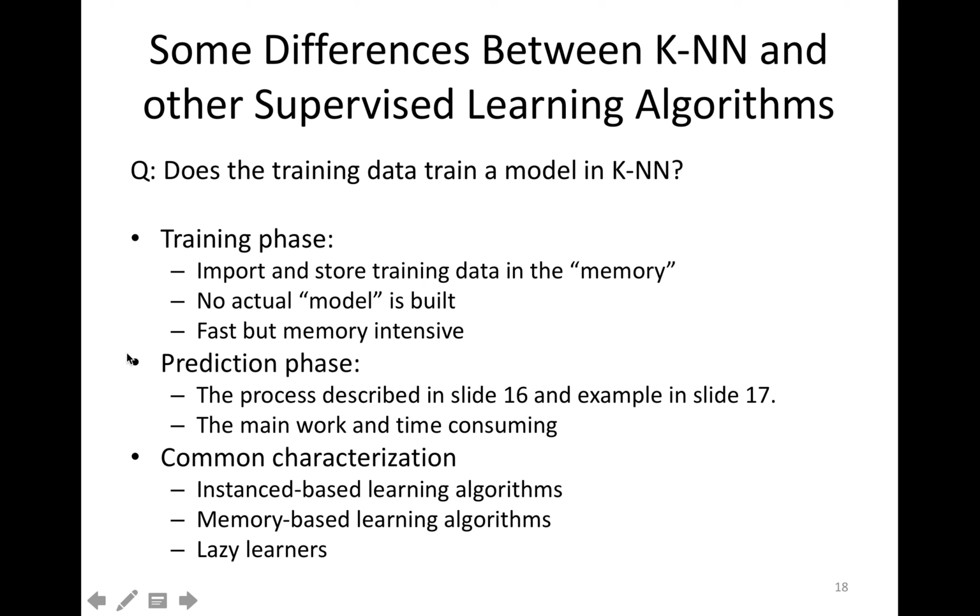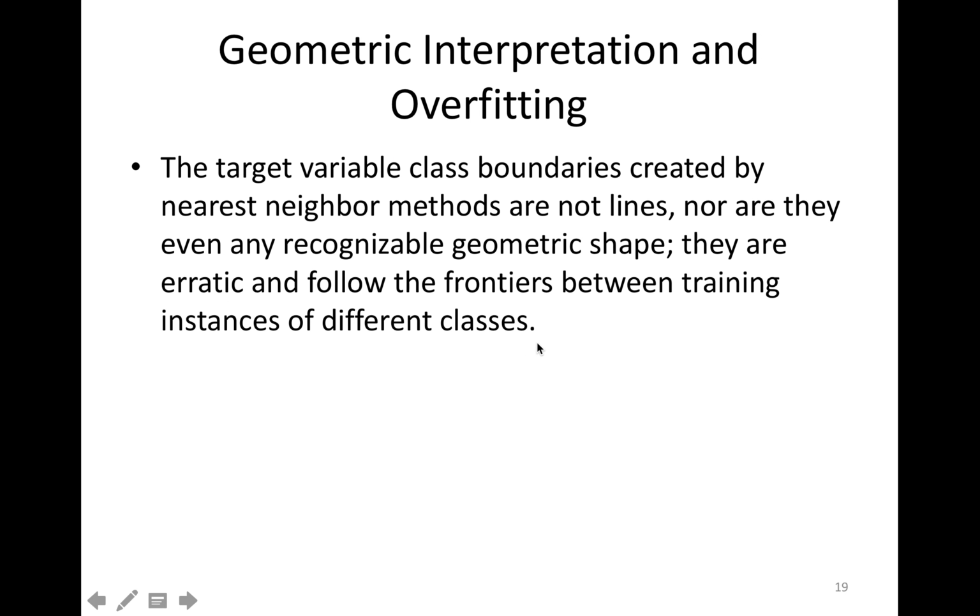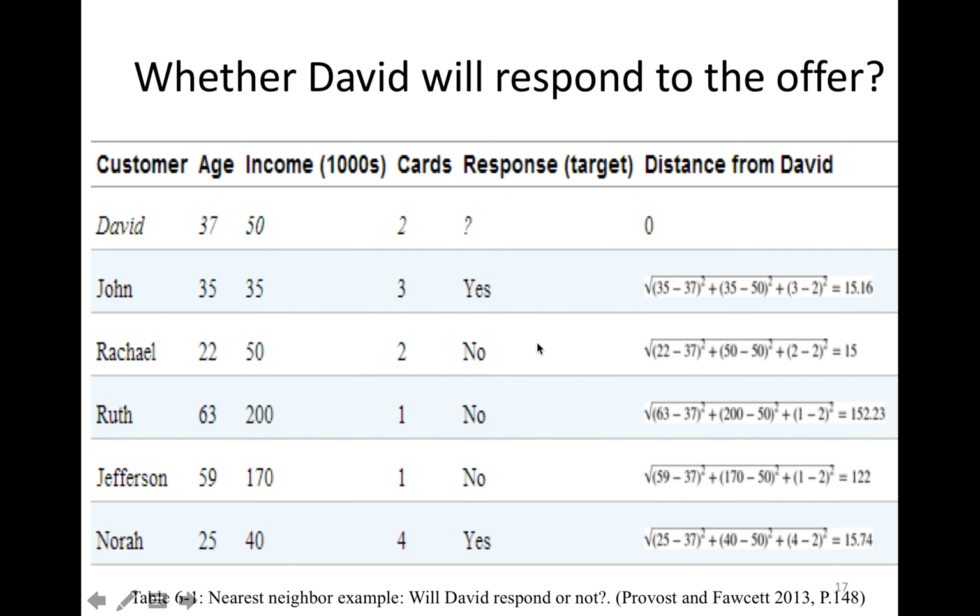And that's it. Then you go on to prediction phase. So as a result, the answer is here. We actually don't do anything other than import and store, because there's nothing you can do, not even to calculate similarities or distance functions. So as a result, it is pretty fast, but memory intensive, because it depends on how large your training data is.